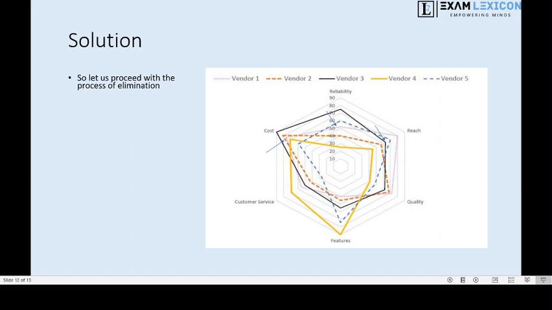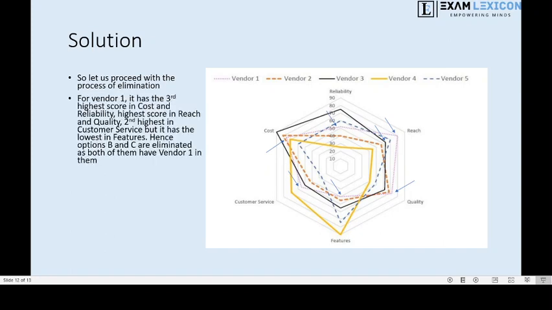Okay, so for vendor 1, as we can see, these are all the arrows being pointed for vendor 1's location. It has the third highest score for cost and reliability, the highest score in reach and quality, the second highest score in customer service, but it has the lowest score in features. As you can see from this arrow, it has the lowest score in features. Hence options B and C are eliminated as both of them have vendor 1 in them.